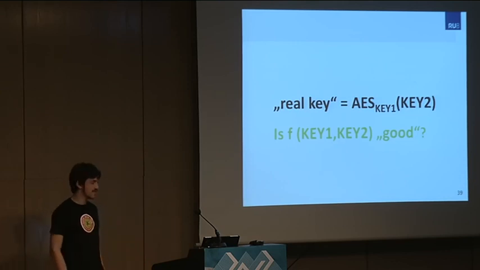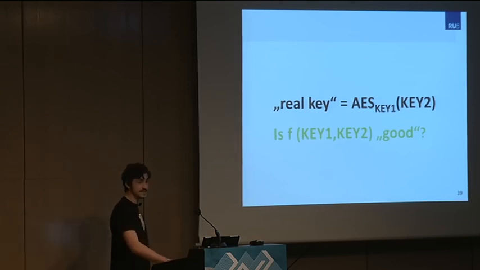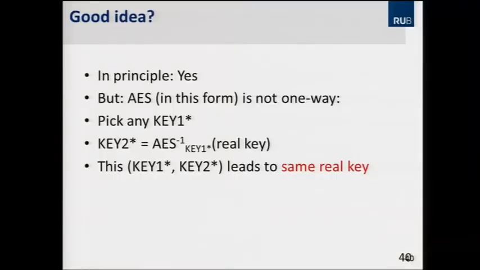We looked at it for a second, and no, it's obviously not, because of the AES here. AES has an inverse function. So you can pick any key 1 and then decrypt the real key under this key 1 star that you picked. So actually there are 2 to the power of 128 pairs that map to the same real key. Again, the idea behind this was not bad, but the implementation here was surprising to us, I would say, a bit.